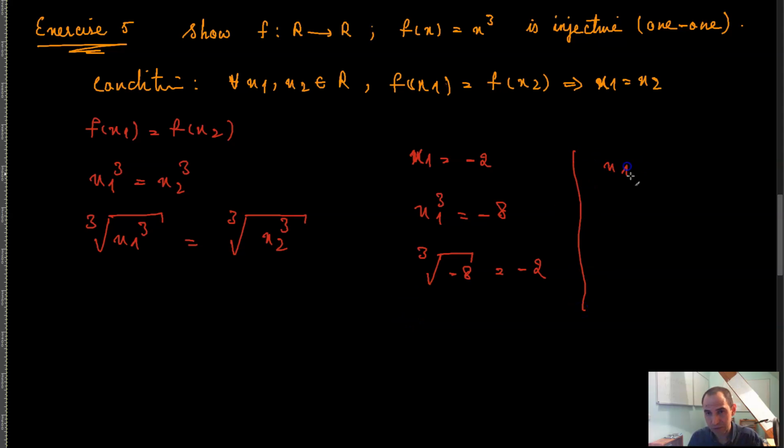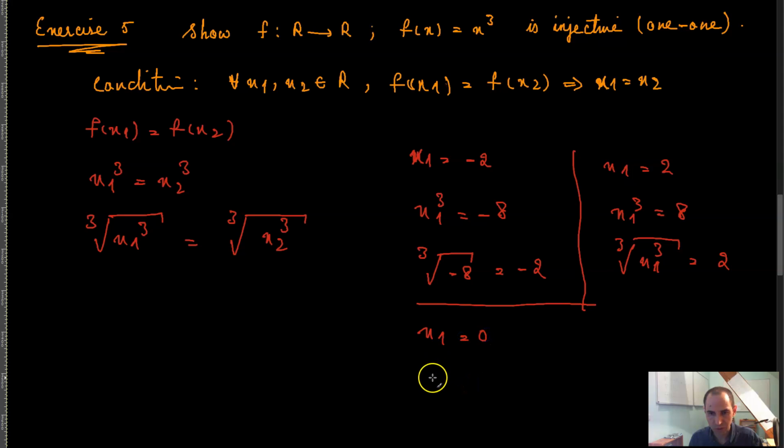Moreover, if you have x1 is equal to positive 2, then x1 cubed is equal to positive 8, and the cube root of x1 cubed is basically positive 2, right? And of course, if your x1 is equal to 0, then 0 cubed is equal to 0, and then the cube root of 0 is basically equal to 0. So at all times you can write the cube root of x1 cubed as x1, no matter whether x1 is negative or positive or 0. So that's simple. And this is equal to x2. So x1 is equal to x2, right?